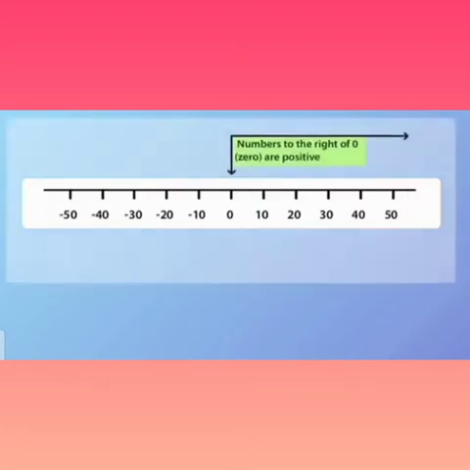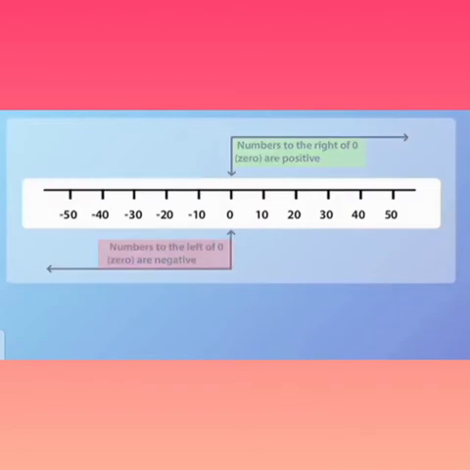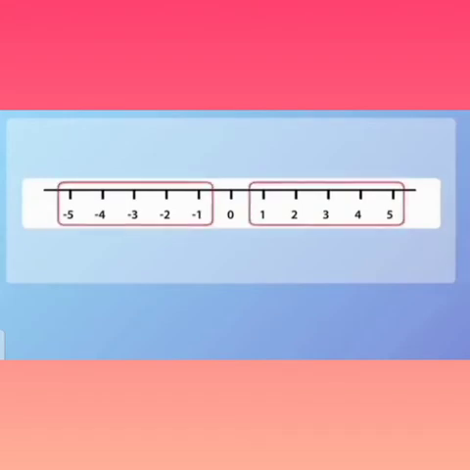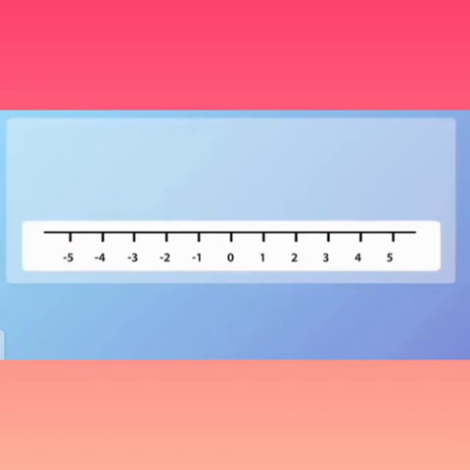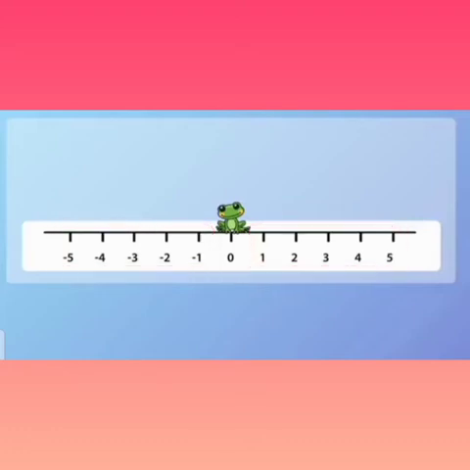So, on the number line, numbers on the right of 0 are positive and numbers on the left of 0 are negative. Let us try marking point 5 on the number line. The number line is divided into equal parts. So, to mark point 5 on the line, we move 5 points to the right. Let us try marking point -3 on the number line. The number line is divided into equal parts. So, to mark point -3 on the line, we move 3 points to the left.